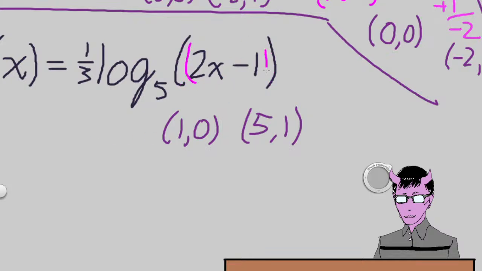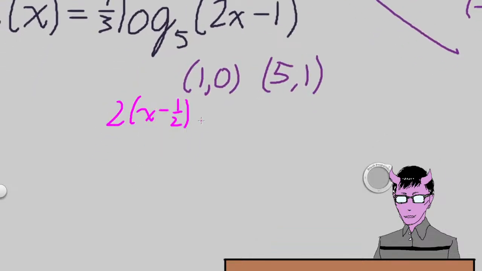So slap on parentheses, factor out the 2 from both terms. So we're going to get 2 parentheses x minus 1/2. So here we go. To get to the transform one, we have a ×2 modifier, but we have to do this in reverse. So divide by 2 gives us 1/2. We have a minus 1/2 inside, so we have to do the opposite, which is plus 1/2. So that's going to be 1/4.